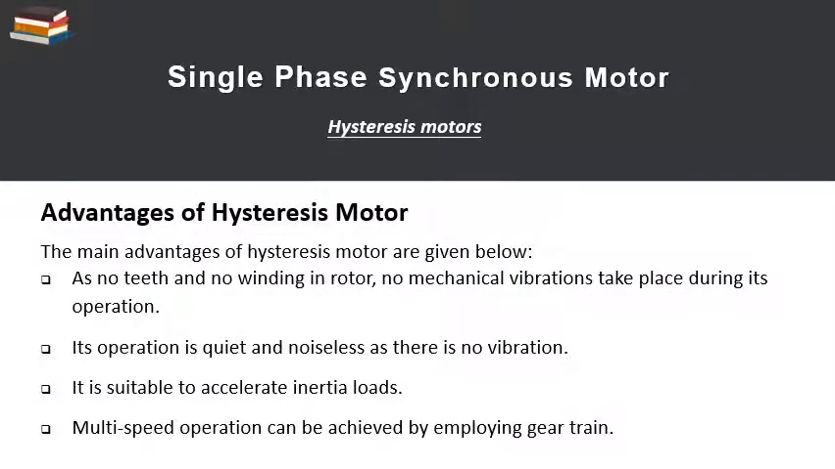Advantages of hysteresis motors. The main advantages of hysteresis motor are: as there are no teeth and no winding in the rotor, no mechanical vibration takes place during its operation. Next, its operation is quiet and noiseless as there is no vibration. Next, it is suitable to accelerate inertia load. Next, multi-speed operation can be achieved by employing a gear train with a hysteresis motor. So these are some advantages of hysteresis motor.